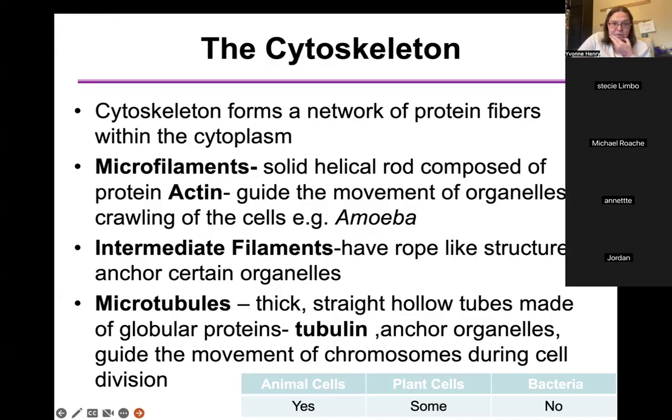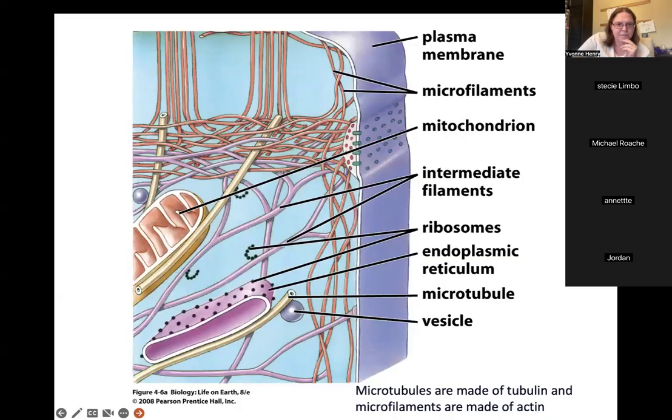The microtubules are made of tubulin, and these are straight hollow proteins that will kind of serve the function of both. So they will anchor organelles in place, but their most common use is when chromosomes divide during mitosis, which we will talk about kind of in the second half of the course. Okay, so here is a picture of a cell. This looks like it's a plant cell because it's kind of a rectangular shape. Okay, so we have the plasma membrane on the outside.